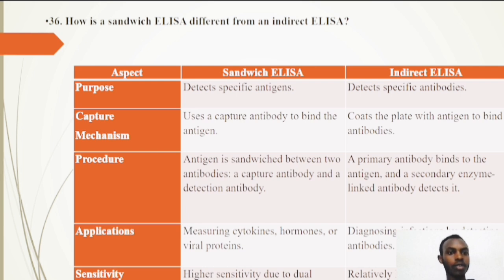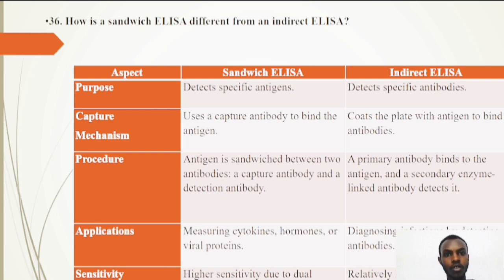Continuing with the capturing mechanisms, the sandwich ELISA uses a capture antibody to bind the antigens. Actually, it captures the antibody and binds it to the antigens in the wells. And for the indirect ELISA, it coats the plates with antigens to bind antibodies. The antigen on the coated plates will bind to the antibodies.